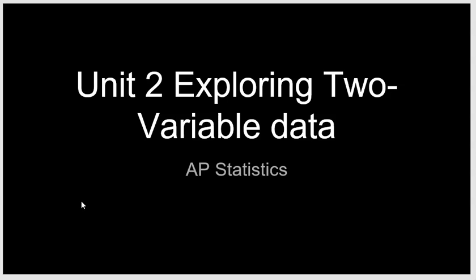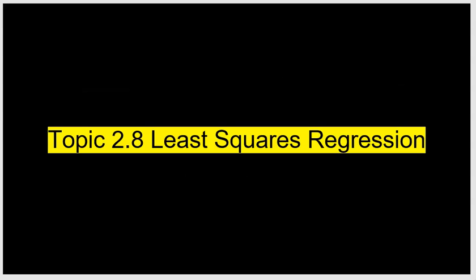All right, welcome to Unit 2, Exploring Two-Variable Data with AP Statistics. In this video, we are going to cover topic 2.8, least squares regression. Now, I'm going to warn you, this is a little bit of a longer topic. There are lots of little fine details in here, so there will be two videos for this, part A and part B, so you are watching video part A.